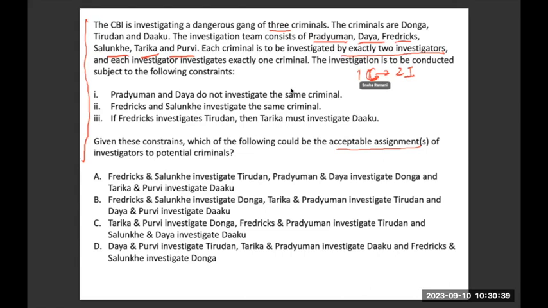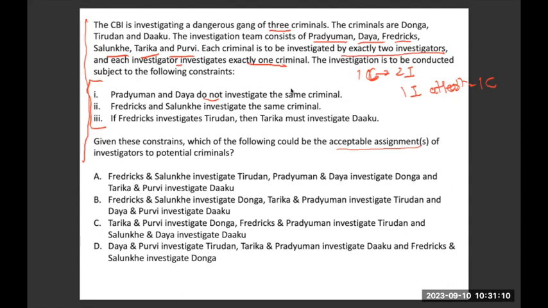Another condition which is provided is each investigator investigates at least one criminal, a minimum of one. The investigation is to be conducted subject to the following constraints. These are the constraints. Pradyuman and Daya do not investigate the same criminal. Frederick and Salunke investigate the same criminal. They both go with the same criminal.